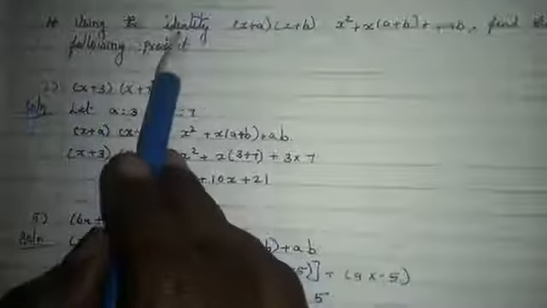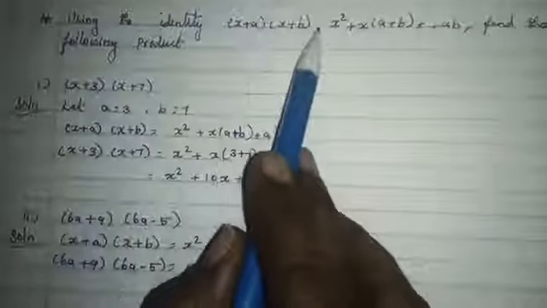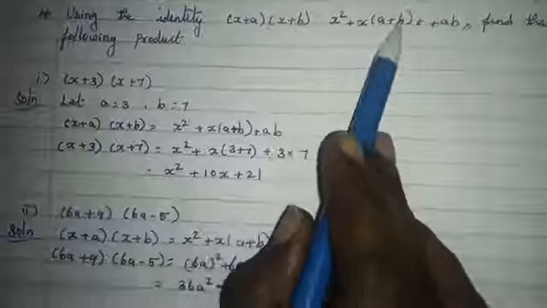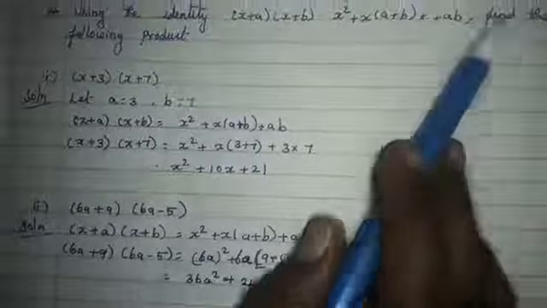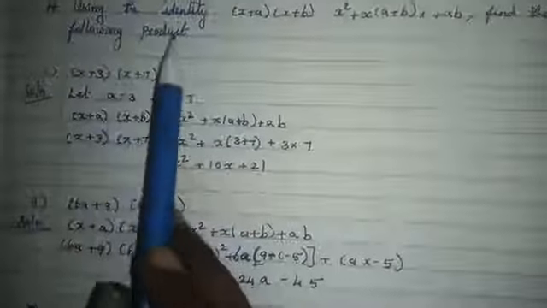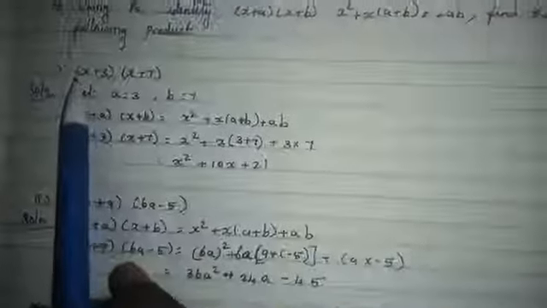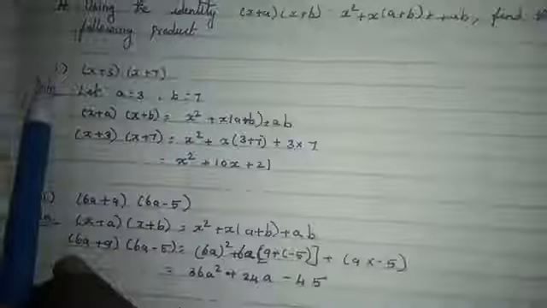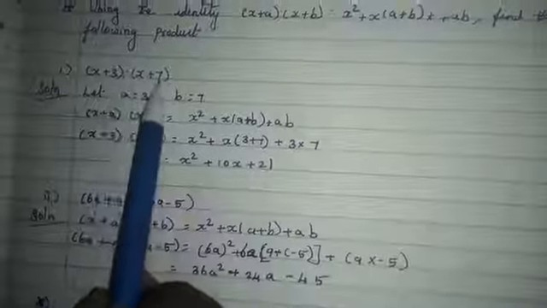Fourth sum, using the identity (x + a)(x + b) = x² + x(a + b) + ab, find the following product. Using this identity, you have to find the product for this algebraic expression. First sum, (x + 3)(x + 7).